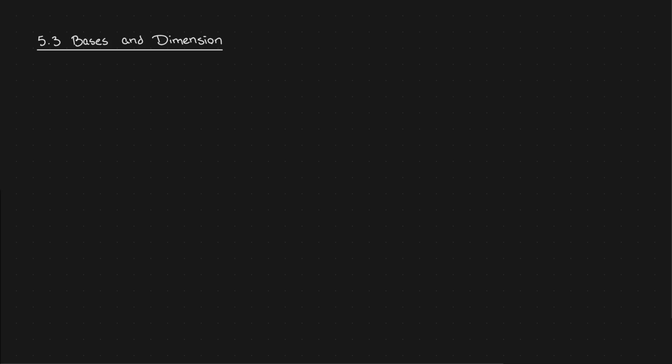In the previous section, we learned about bases. Now remember, a basis of a vector space is a set of vectors that span that vector space and that are linearly independent, right? So in this section, we're going to explore bases a little bit.